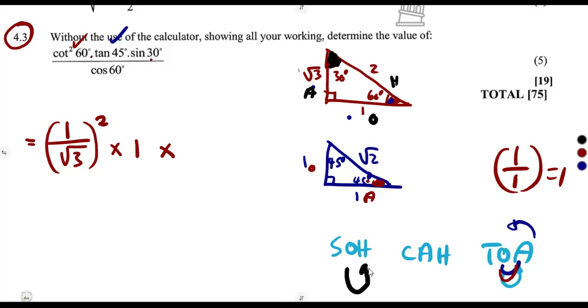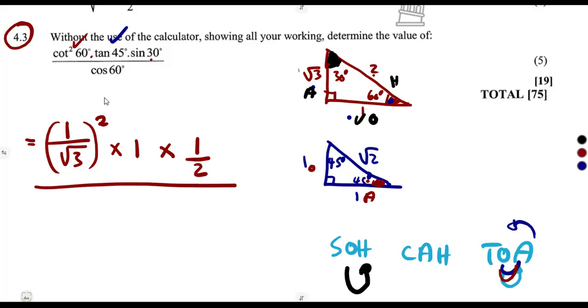So sine 30. Sine is opposite over what? Hypotenuse. So of 30, this is our opposite, which is 1 over what? Hypotenuse. Hypotenuse is 2. So that's 1 over 2. Just like that. Everything over what? Cos 60. Cos 60 degrees. We have to name again our triangle according to what? Our angles. Cos 60. Adjacent over what? Hypotenuse. This is our adjacent, hypotenuse, 1 over 2.